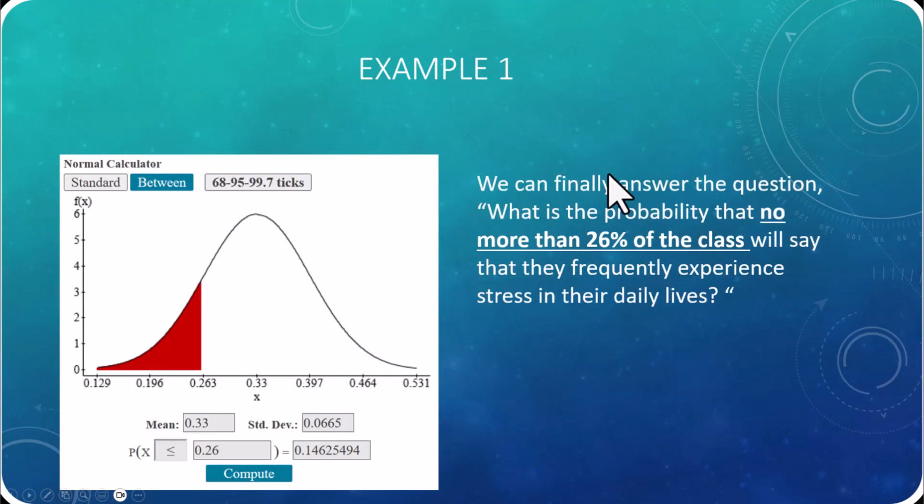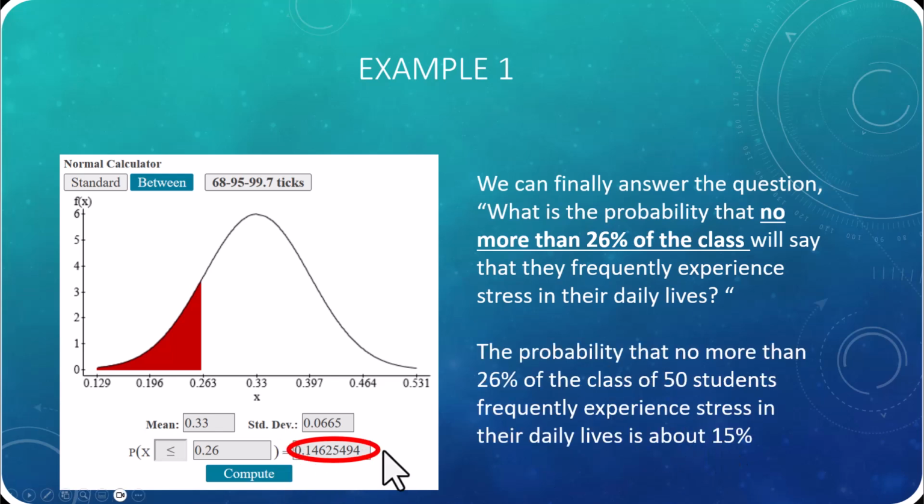So finally, we can answer the question: what is the probability that no more than 26% of the class will say they frequently experience stress in their daily lives? As you can see, this is the output right here, and I rounded it to the nearest percent, which is 15%. I know if you're using RGuru, this is not what your output looks like, but I think it's more instructive when creating these videos because this software puts the mean smack dab in the middle, and each tick mark represents one standard deviation. So it maps better onto the empirical rule.